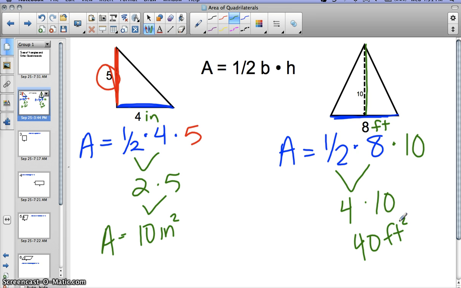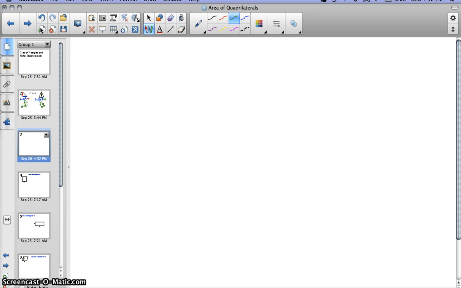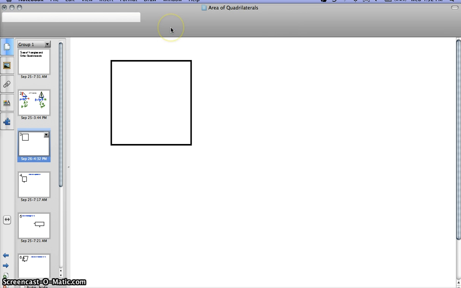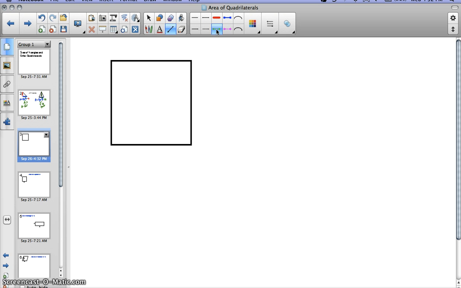Pretty simple stuff. Now, some people have asked me, where did the 1/2 base times height come from? And I'm glad they asked. Because let's take one of our favorite shapes in the whole wide world: a square. If we take our square, and let's say we go all Fruit Ninja on it, we just chop it right in half. What did we just make? We just made 2 triangles.